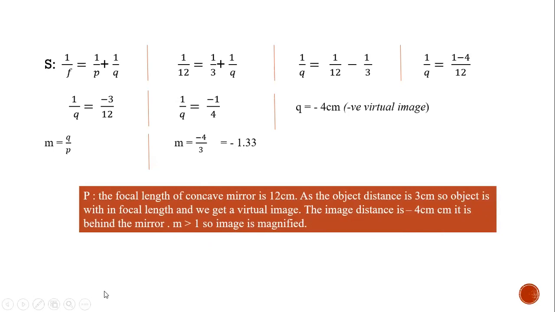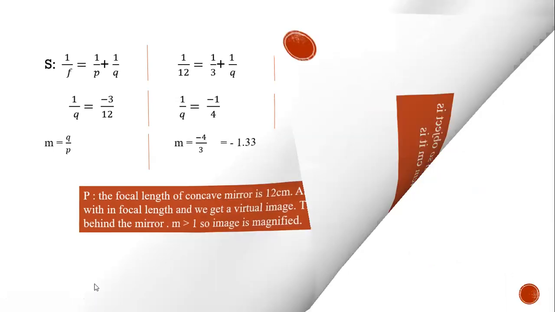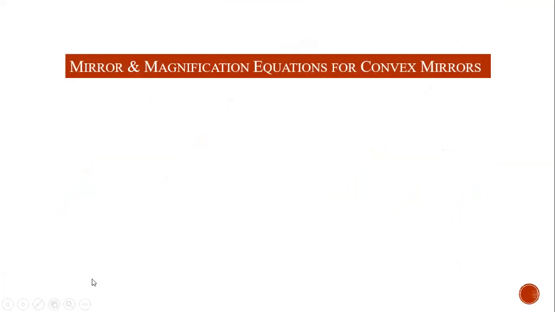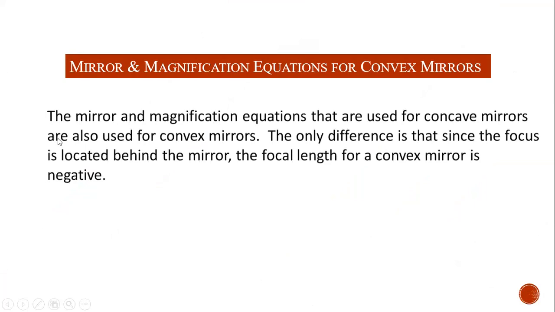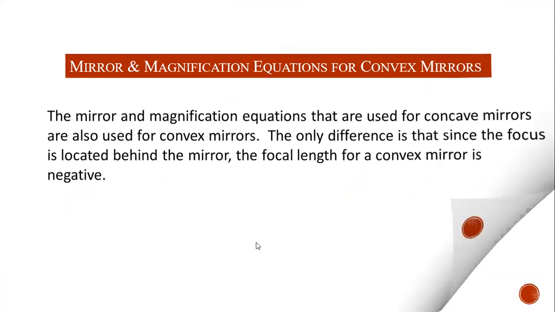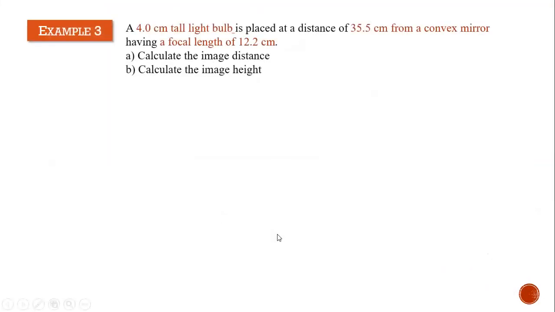The next is, this is all for the concave mirror. Now we are going to move to the convex mirror. Now what are the magnification and equations for the convex mirror? The mirror and magnification equations used for concave mirror are also used for convex mirror. The only difference is that the focus is located behind the mirror. The focal length of a convex mirror is taken with the negative sign. It is negative.